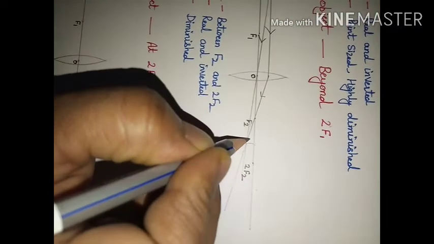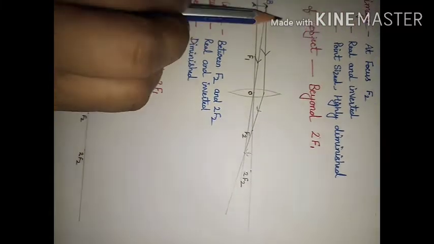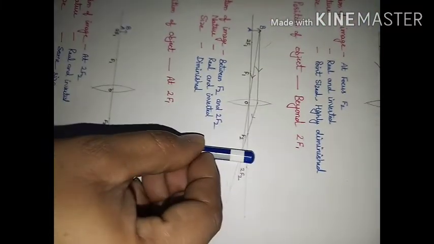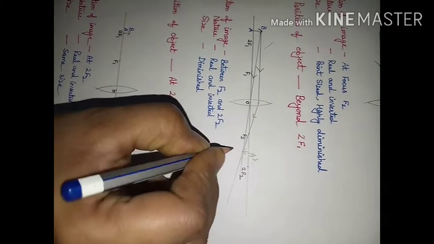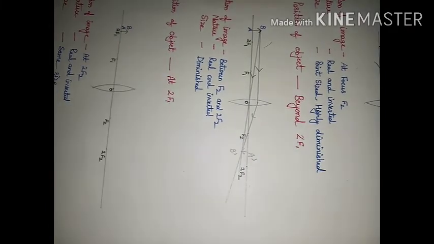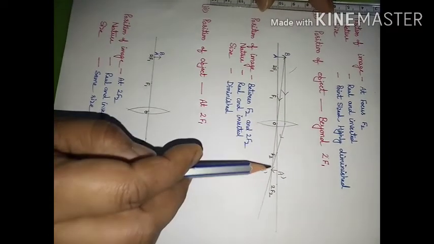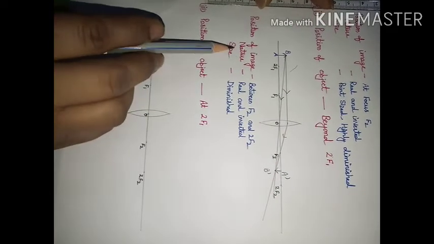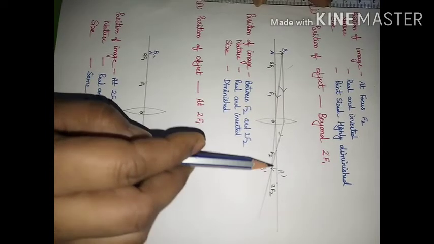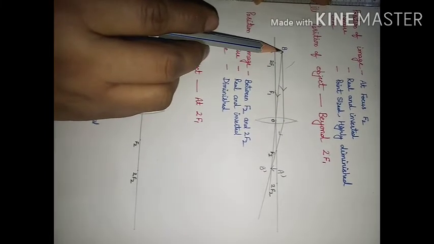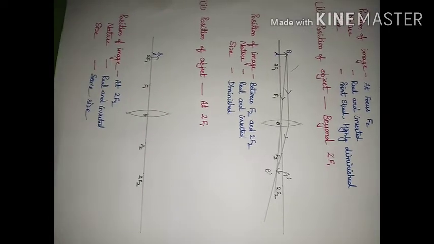Your image will be inverted. If you keep the pencil like this, the image you will get in this way, inverted image. So this is A dash, this is representing B dash. So the position of the image will be between F2 and 2F2. Nature will be real and inverted, and the size of this arrow is smaller than the size of the object that we have considered, AB. So size will be diminished.